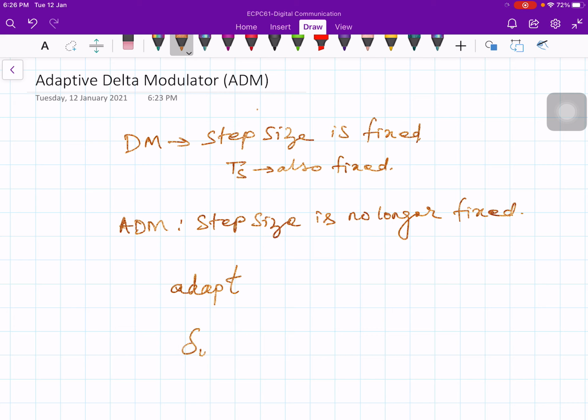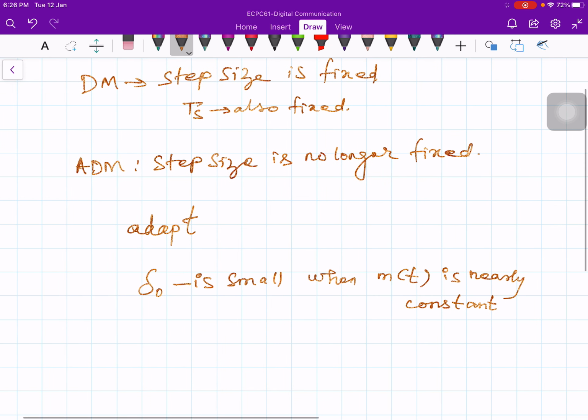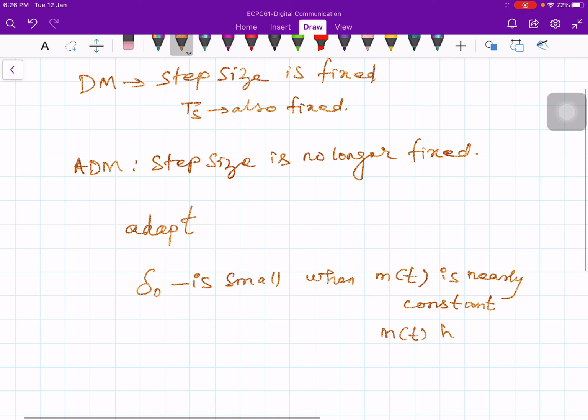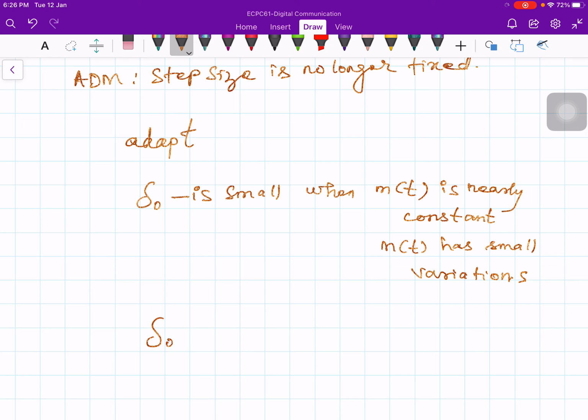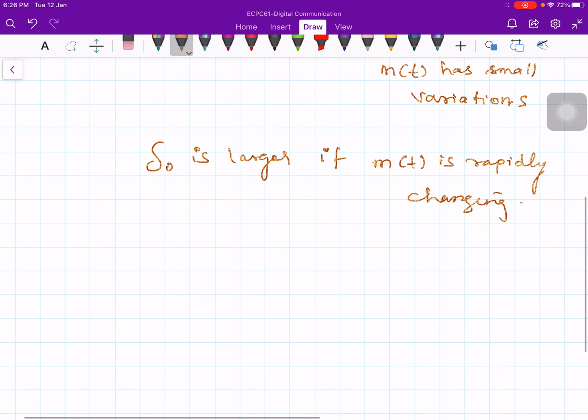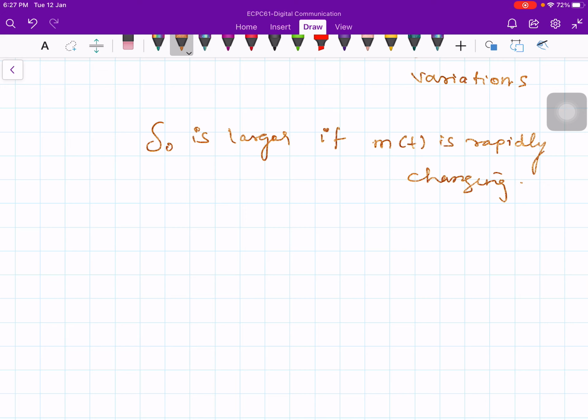If M of t is nearly constant, that means it is a slowly varying signal with small variations. In that situation, you reduce the step size. Delta is made larger if M of t is rapidly changing, or changing very fast. In that case, you increase the step size. So this is one possible way by which you can overcome these two drawbacks.